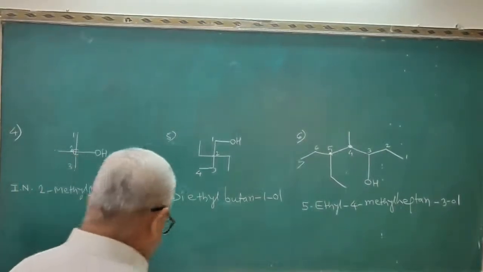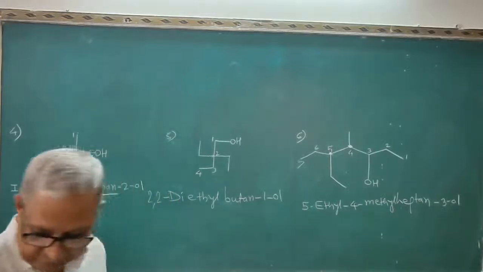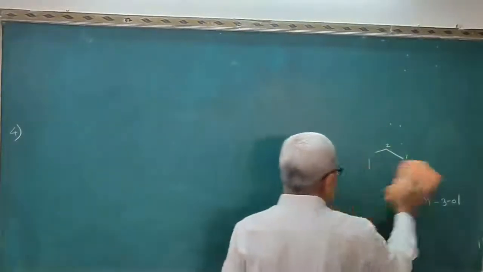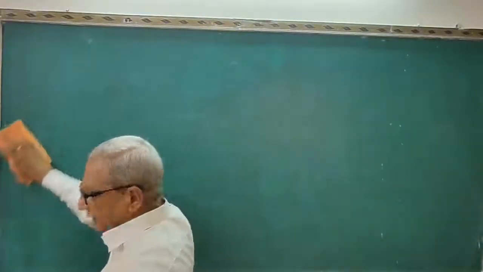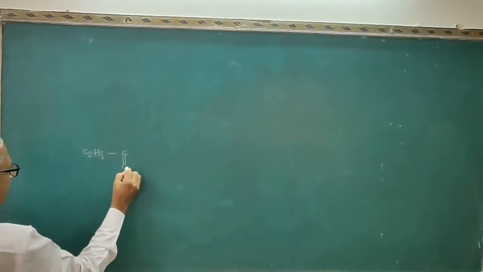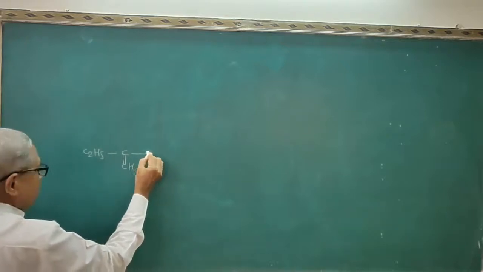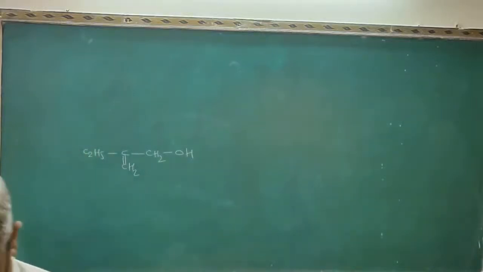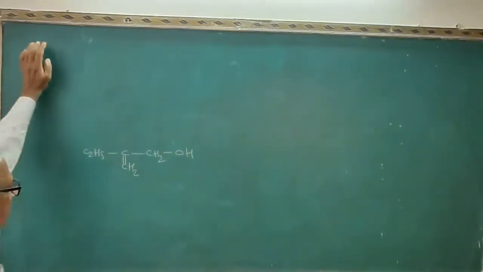Again, take a more difficult example here. Give the IUPAC name to the following molecules. This will contain structural formulae, condensed formulae as well as bond line. Now see the example here. C2H5, C double bond CH2, CH2OH. This is the unsaturated alcohol. Now see, in this unsaturated alcohol, you have to select the longest chain containing the different functional groups.